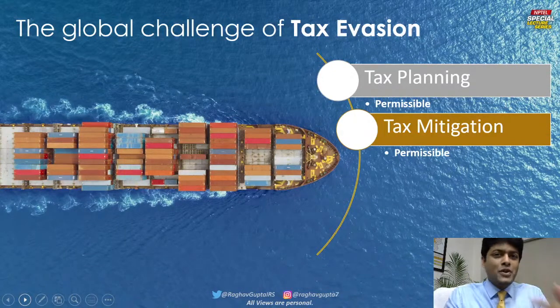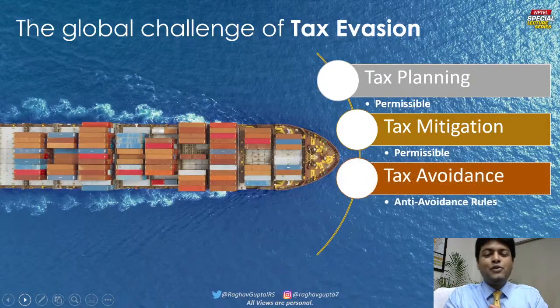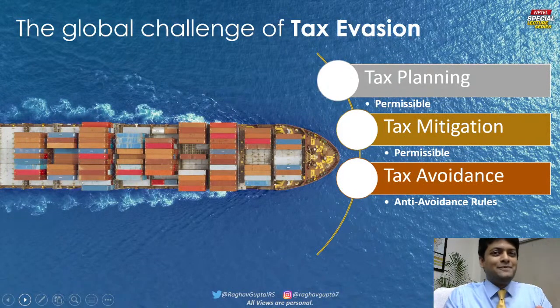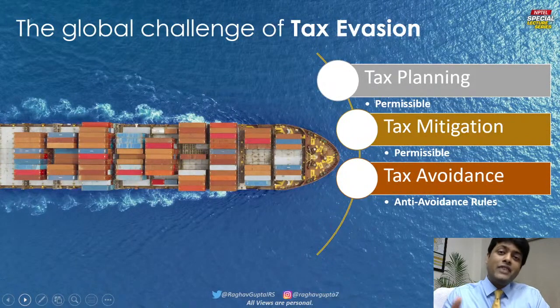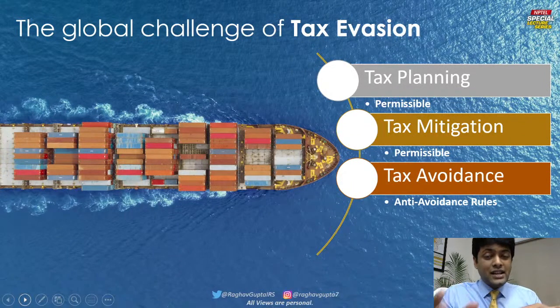What happens when we move one stage ahead? And that is called tax avoidance. Now, tax avoidance, by its very definition, is a gray area. There are a lot of loopholes associated with tax avoidance, and some countries in fact do not define tax avoidance very clearly, and the reason is because of these loopholes.